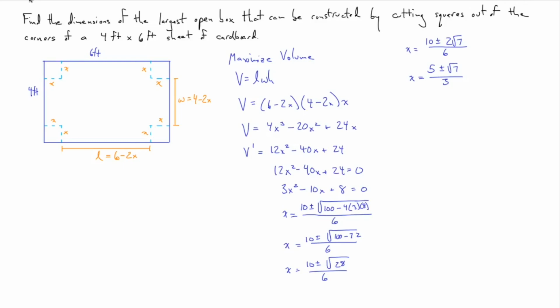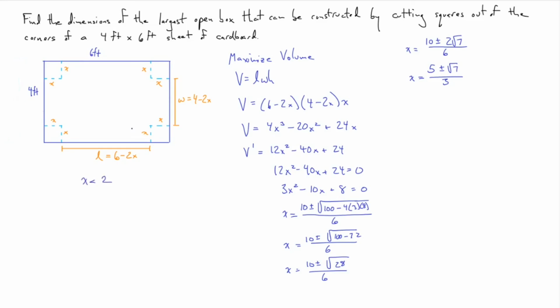and you could argue that we should test them and see which one might be a maximum, because our goal is to maximize the volume. But it turns out that only one of these critical points makes any sense. In particular, there's a largest possible size for x. Since this side here is 4 feet long, the biggest x could possibly be would be half of that distance, which is 2 feet long.